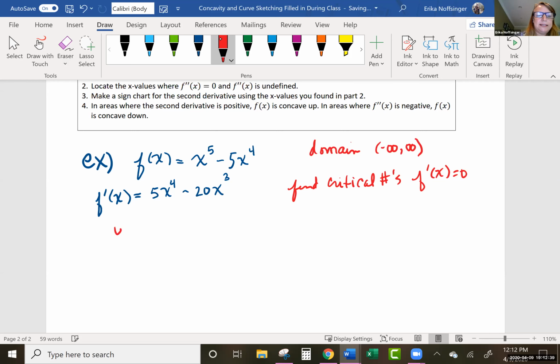And so when I set this equal to 0, I'm going to pull out a 5x cubed from both of those terms. And then I would be left with an x minus 4. And so it's completely factored, set each factor equal to 0. I know 5x cubed is equal to 0 when x is equal to 0. And I know x minus 4 is equal to 0 when x is 4.